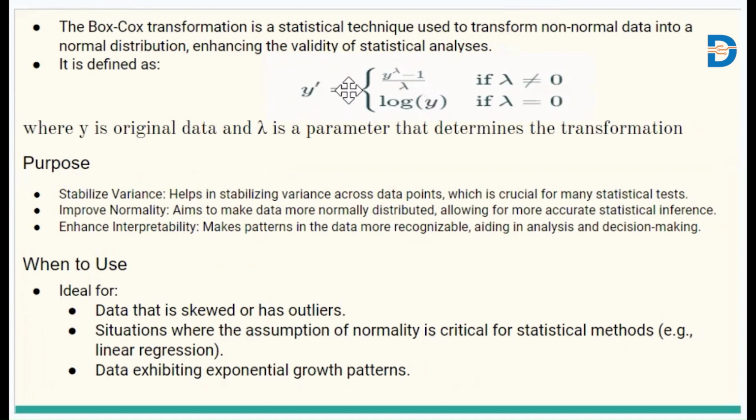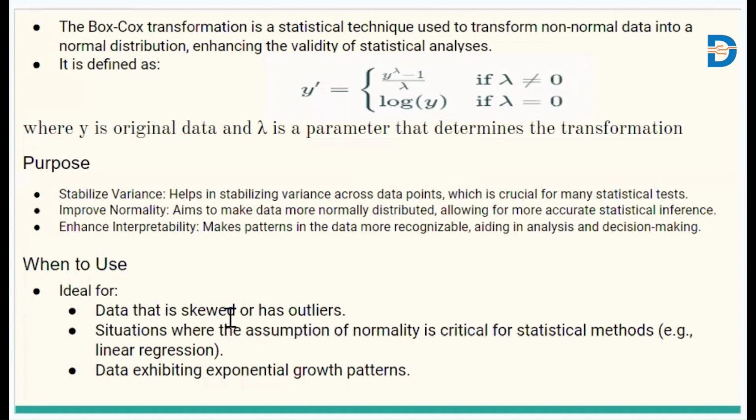So this is the formula. If lambda is not equal to 0, then (y to the power lambda minus 1) divided by lambda. If lambda is exactly equal to 0, then log y is applied, a logarithmic transformation, where y is the original data and lambda is a parameter that determines the transformation. The purpose, as we have discussed, is to stabilize the variance, improve normality, and enhance interpretability.